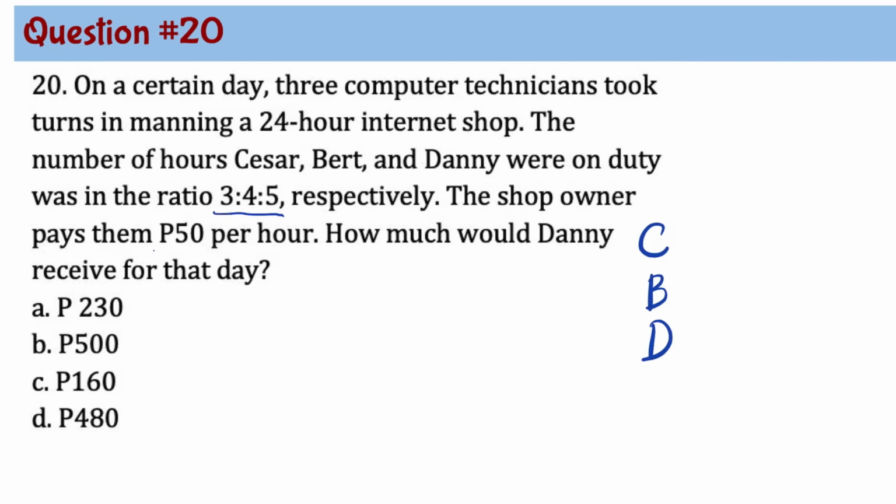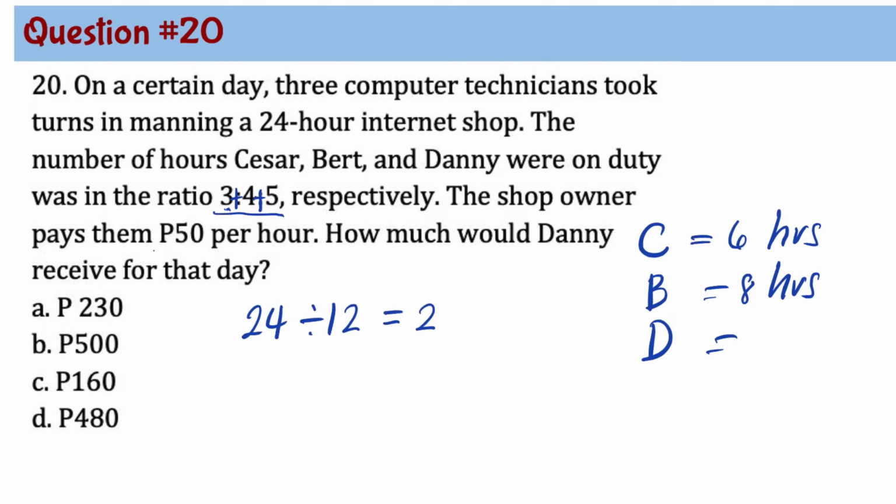The 24 hours is not split up equally among these 3 people. So to find how many hours they each work, we need to do 24 divided by 12, which is the sum of 3, 4, and 5. So dividing 24 by 12, that means it's 2. Now you need to do 3 times the 2, which is for Caesar. That means 6 hours. For Bert, you need to do 4 times 2, which is 8 hours. And for Danny, 5 times 2, that means 10 hours.